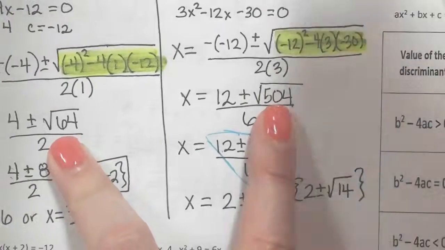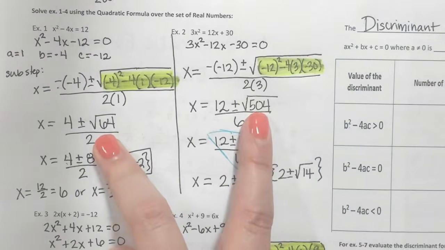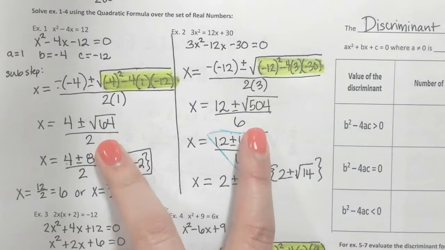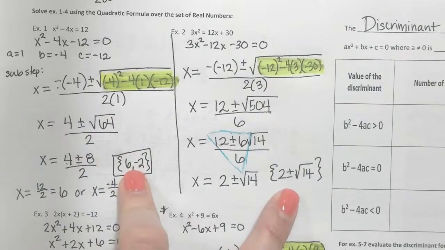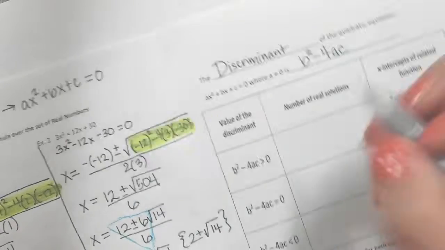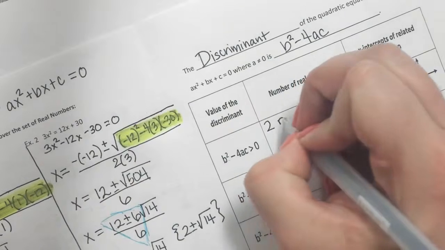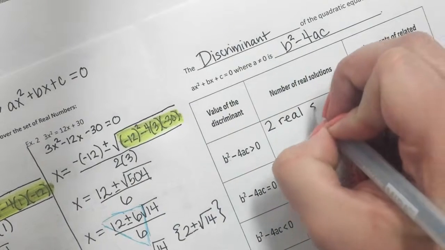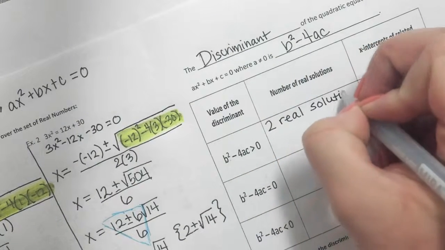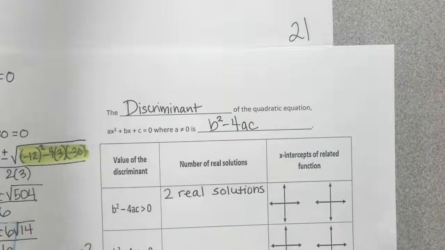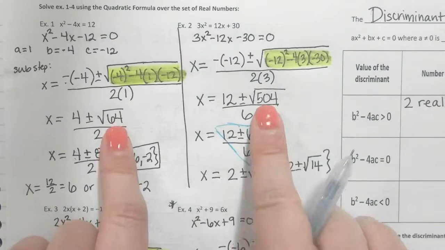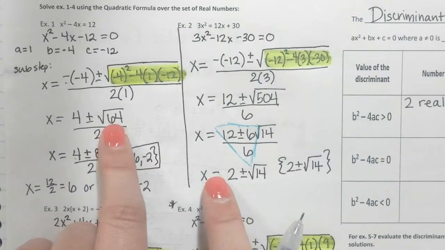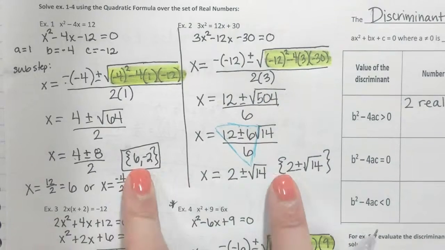How many solutions did we have when they were greater than 0? There are 2 solutions. So I'll write 2 real solutions. But we're also going to add something else here, because in one case my positive number, my discriminant, was a perfect square, and in the other case it wasn't.